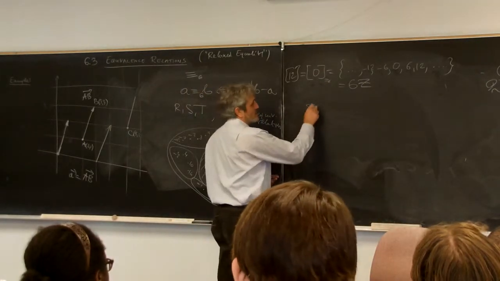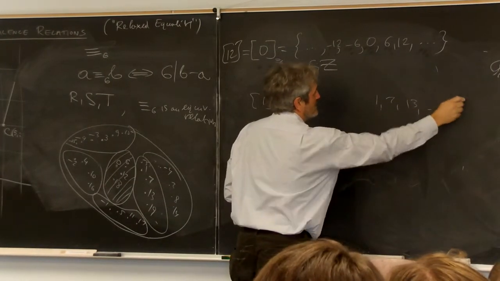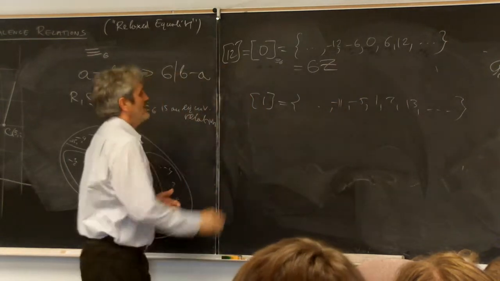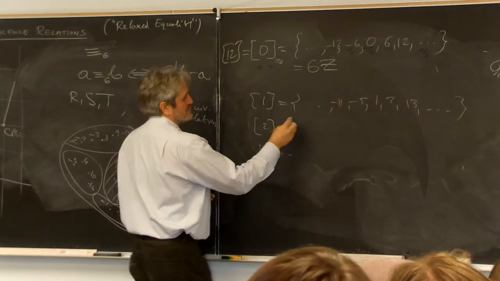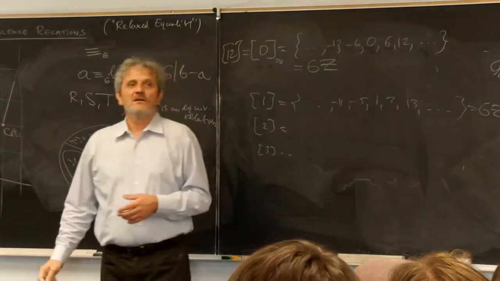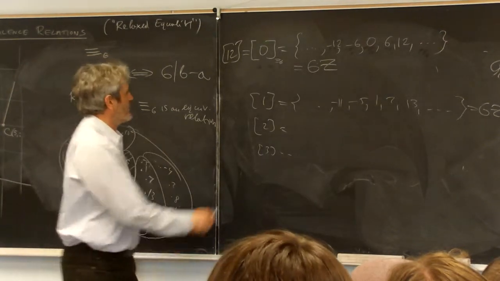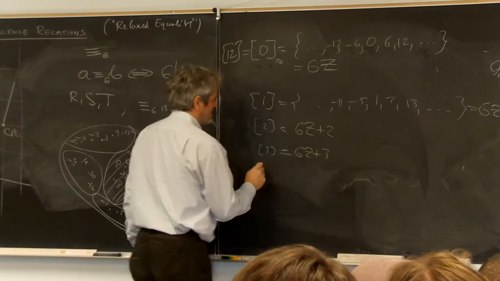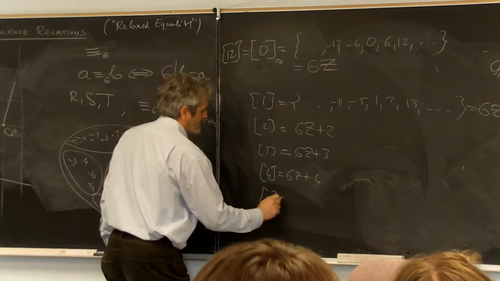And then another class. The class of 1, as I said, or however you want to call it, is 1, 7, 13, and so on. There's also the class of 2, the class of 3. I'm going to describe it quickly as 6Z plus 1. What does it say? Pick any integer z, multiply by 6, and when you are done, add 1. How would you call this one? The class of 4, the class of 5.